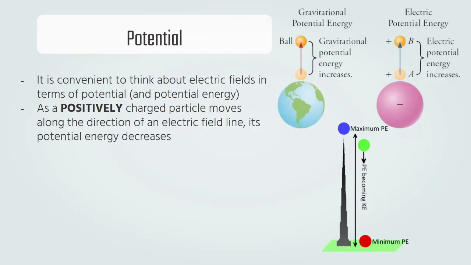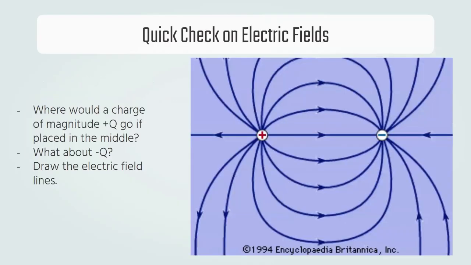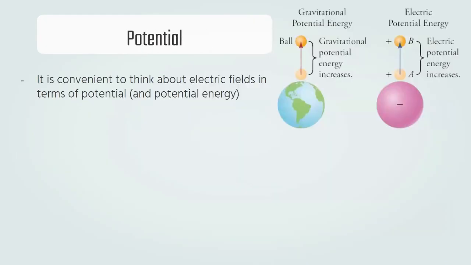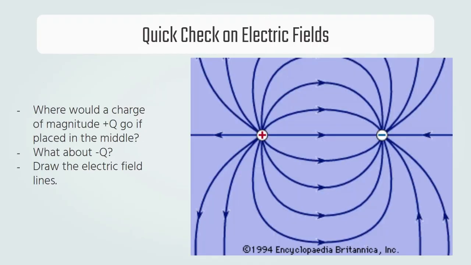Now, this should make sense, first of all, right? If I have a positively charged particle on this line right here, and it moves along the direction, it's initially really close to that positive charge, it's being pushed away really strongly, and then as it moves away from that positive charge, as it gets pushed away, that potential energy is becoming kinetic energy, the energy of motion. However, as a negative charge moves along the direction of this electric field line, it's moving towards something that'll push it away, right? So actually, its potential energy will increase as it moves along the electric field line.